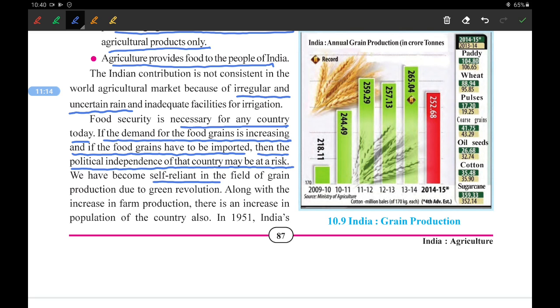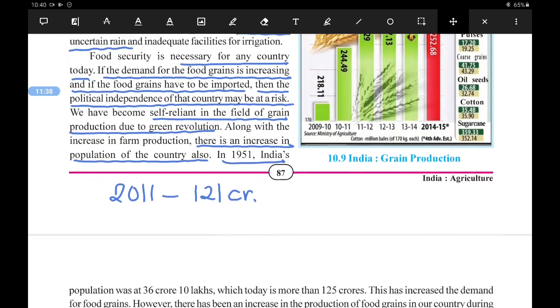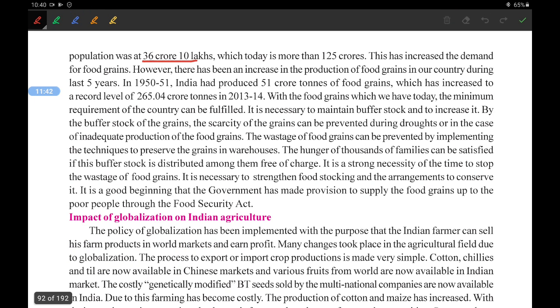We have to be self-reliant in the field of food grains production due to the green revolution. Along with the increase in farm production, there is an increase in the population of the country also. As per 2011, the population of India was 121 crore. That is very, very high. In 1951, India's population was just 36 crore, which is almost 125 crore today.